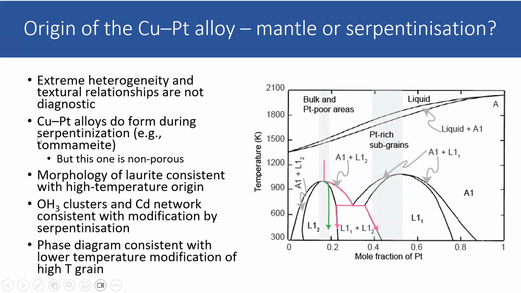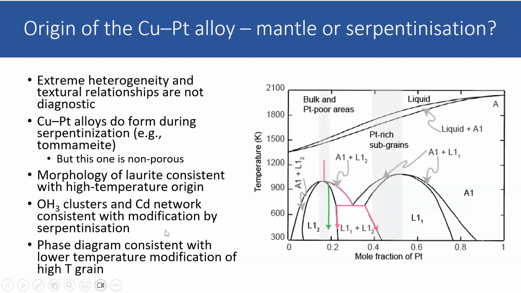But we do also know that copper platinum alloys can form, or are interpreted to have formed, by some serpentinization, but they tend to be porous. And what we have is not porous. The morphology of laurite is also consistent with a high temperature origin, as you saw in the previous talk. So it looks like we have high temperature characteristics in the alloy grain and the laurite. We also have the OH3 clusters and the cadmium network, which are both consistent with some modification with serpentinization, because obviously OH3 tends to indicate water and cadmium tends to be mobile in fluids.